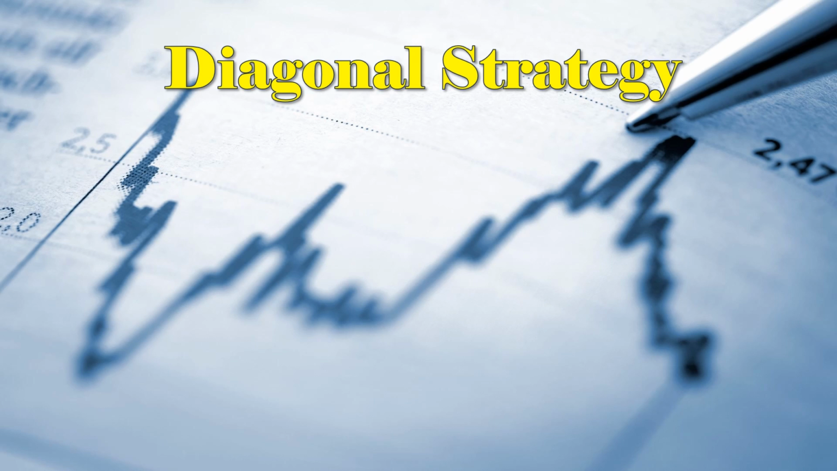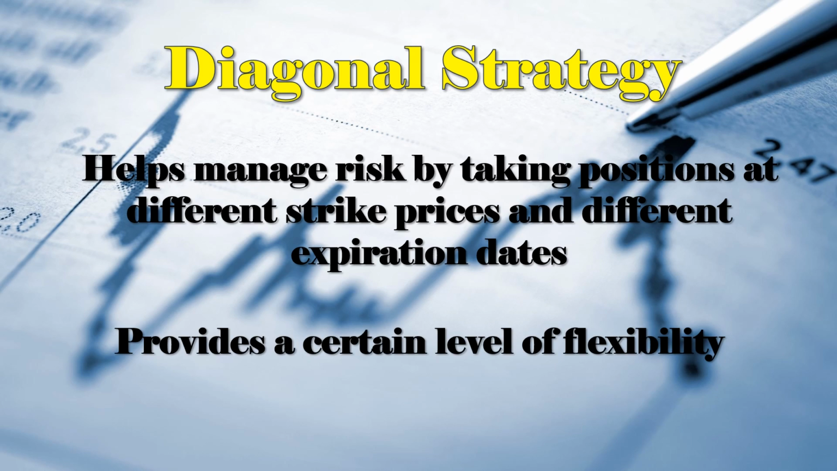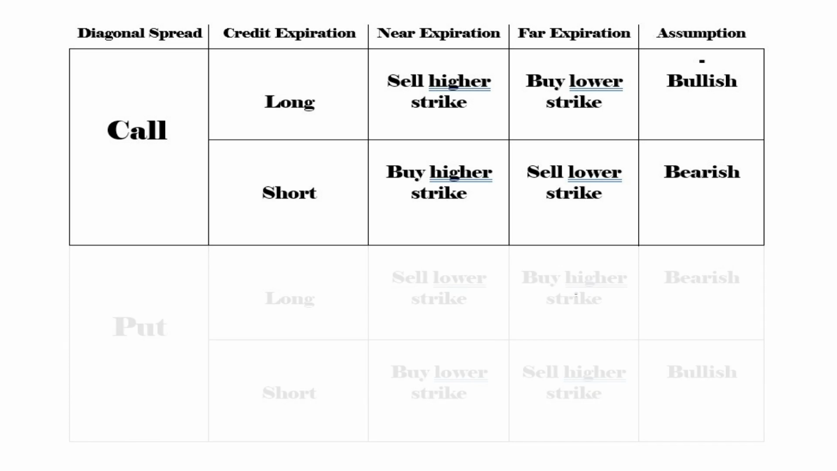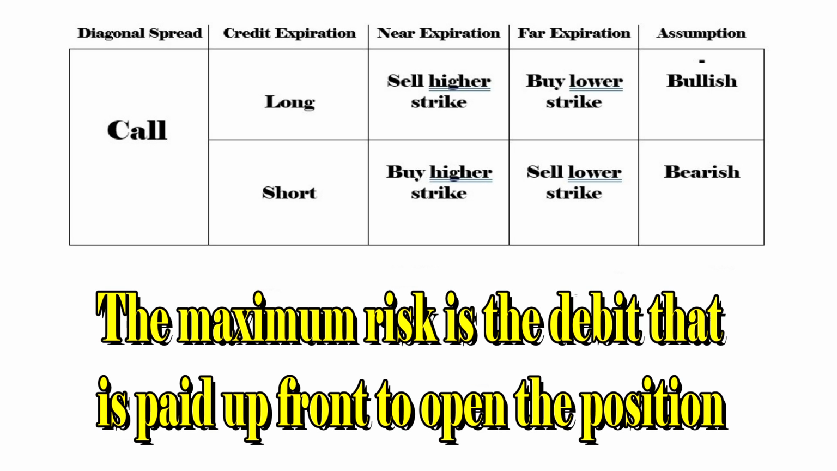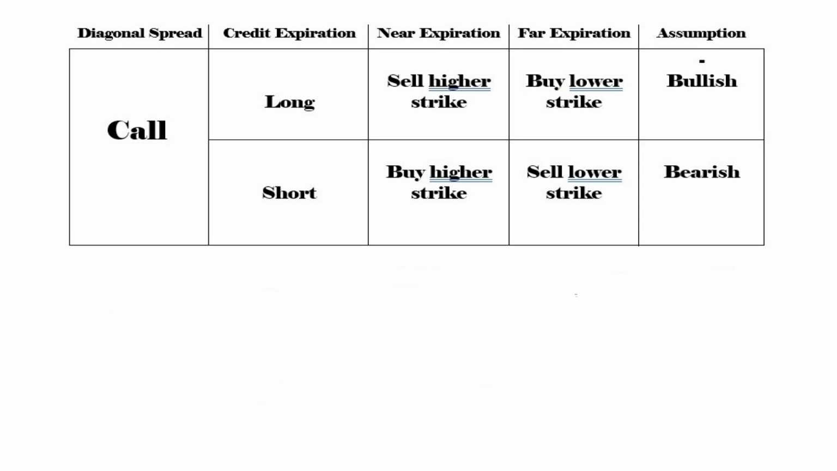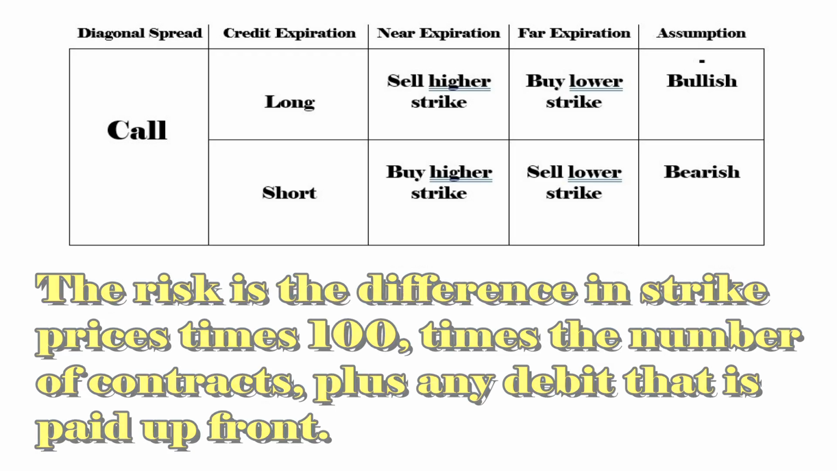This strategy helps manage risk by taking positions at different strike prices and different expiration dates, which provides a certain level of flexibility. Now, there are two areas of risk with the diagonal spread. If you open the short position at a higher strike price than the long position with calls, a bullish spread, the maximum risk is the debit that is paid up front to open the position. If you open the short position at a lower strike price, a bearish spread, the risk is the difference in strike prices times 100 times the number of contracts, plus any debit that is paid up front, minus any income that you generate from your short positions over that period of time.